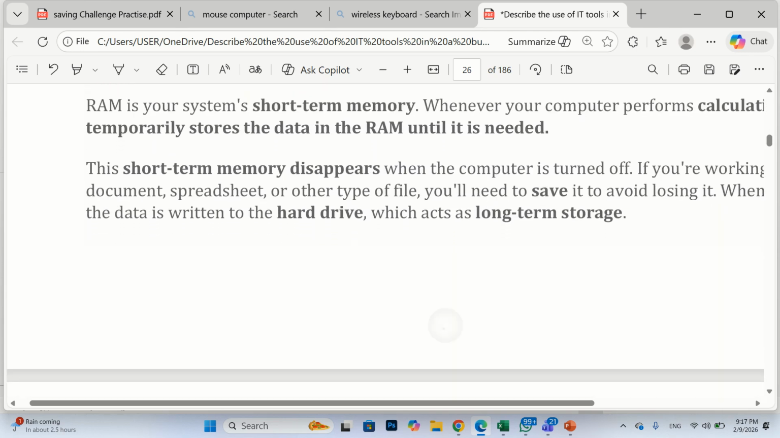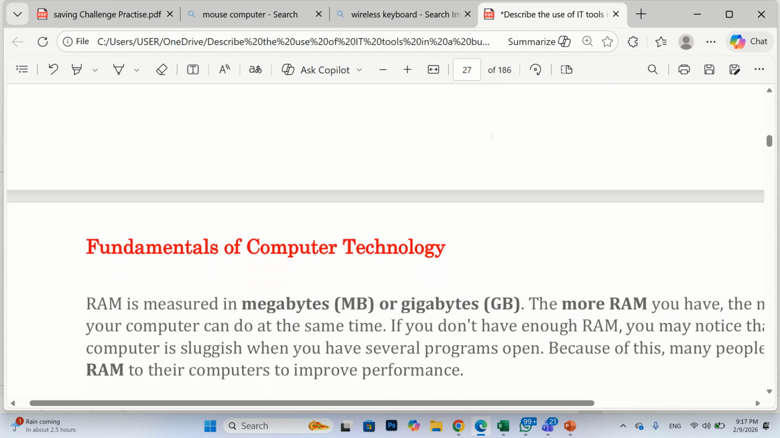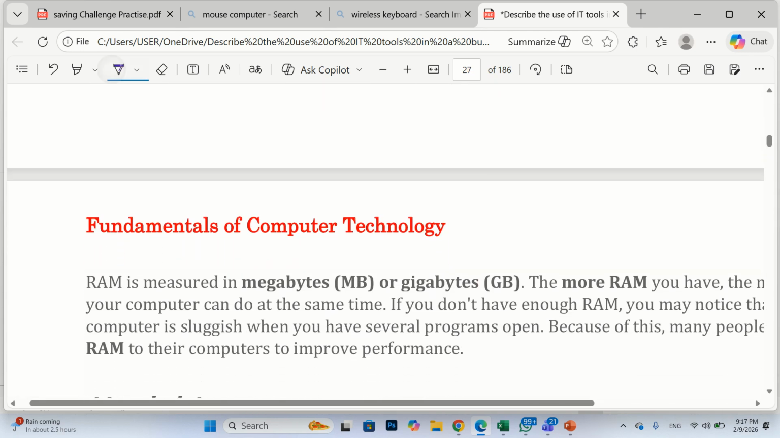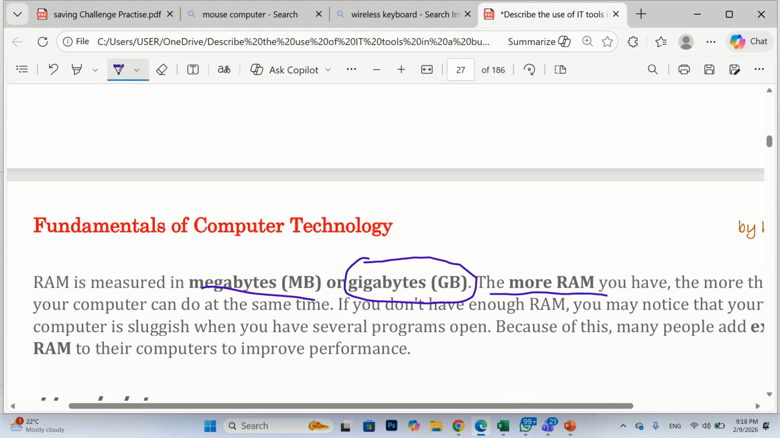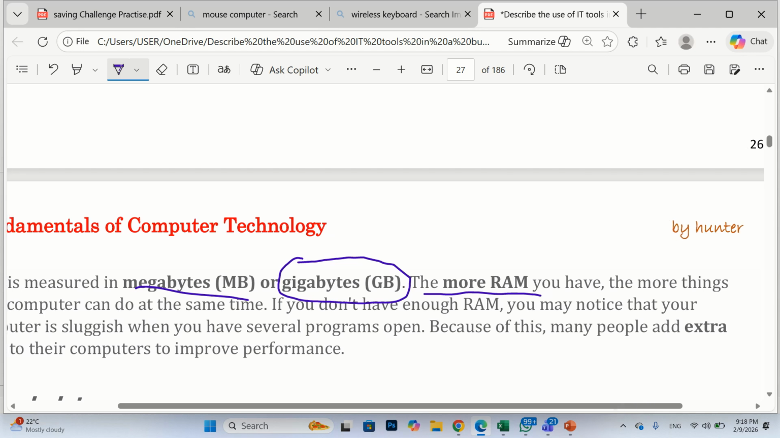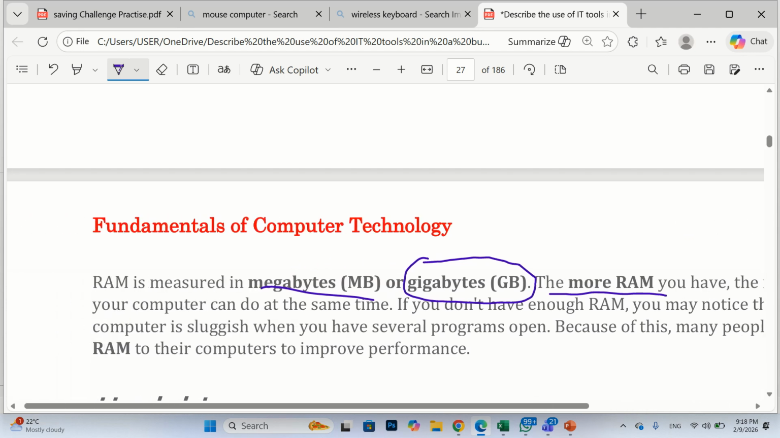RAM is usually measured in GBs. In the past they sold it in MB, but I don't want you to even think about megabytes. So how many GB of RAM you buy, before you buy a computer, how many gigabytes it has. It tells you the more RAM you have, look here, the more RAM you have, the more things your computer can do at the same time.